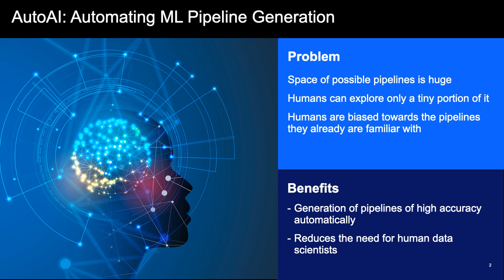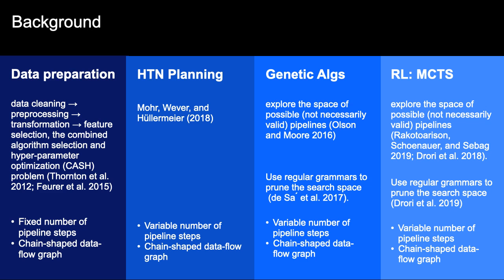Automation of machine learning pipeline generation is a hot topic in AI, as the number of human experts, data scientists, is below industry demand. Further, the space of pipelines explored by human experts is a tiny portion of the space of possible pipelines. Humans also tend to explore the same or very similar pipelines all over again, feeling more comfortable with what they are already familiar with. The automation allows us to alleviate the dependence on human experts while generating pipelines of high accuracy.